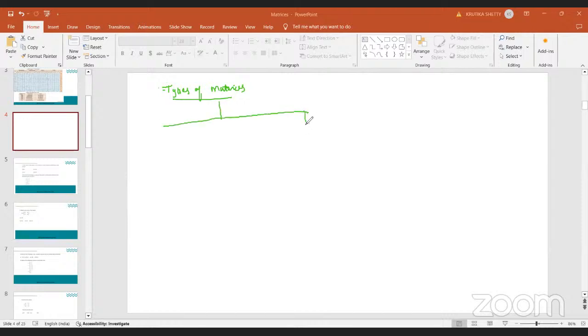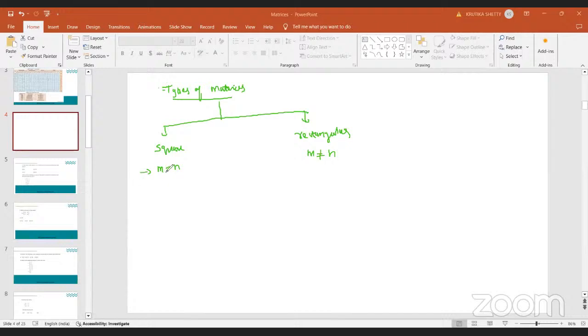Two main types here. One is a square matrix, and another is a rectangular matrix. By the name itself you will get to know: if the number of rows and number of columns are equal, then such a matrix is said to be a square matrix. And if m is not equal to n, if rows and columns in the given order are not equal, then it is said to be a rectangular matrix. A matrix is a square matrix if m is equal to n. If you write this, you will get marks.